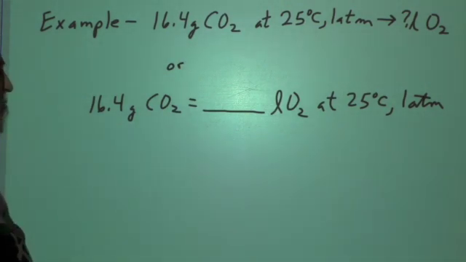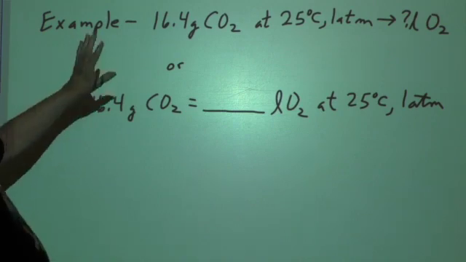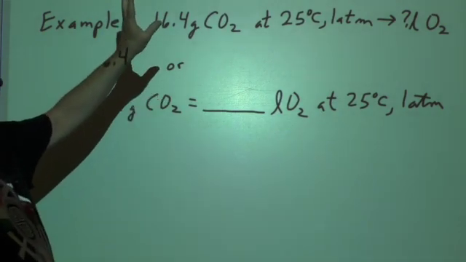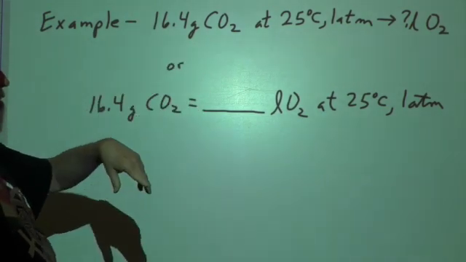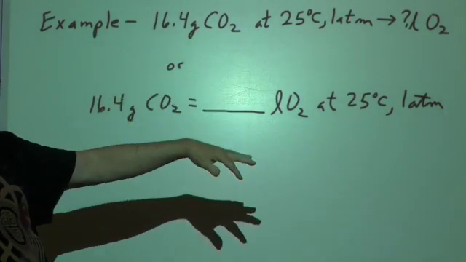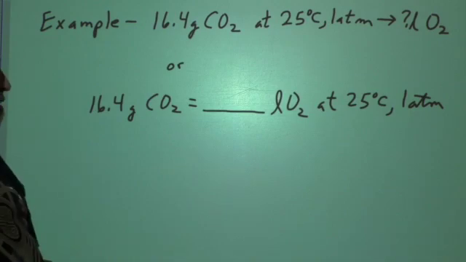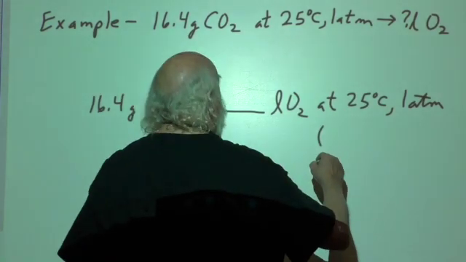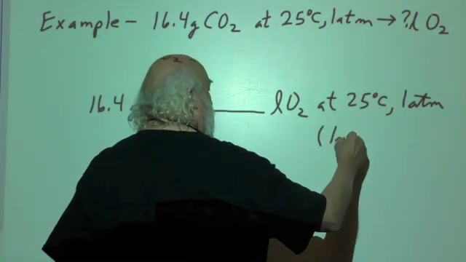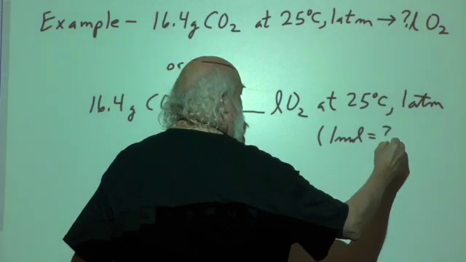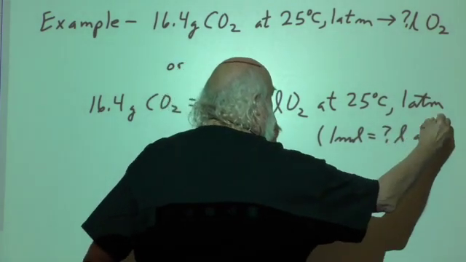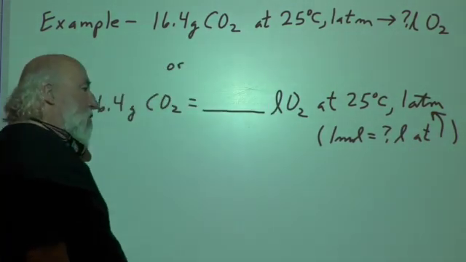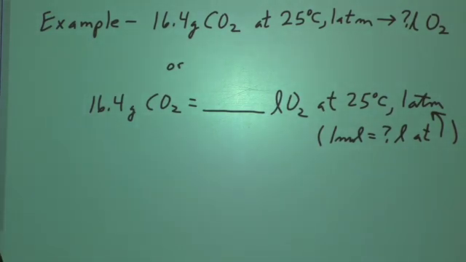Now this gets a tad bit on the ugly side. So we are going to change grams of carbon dioxide over to liters of oxygen at 25 degrees Celsius and 1 atmosphere. So we need to find out what the conversion is. This is asking: 1 mole of gas is equal to how many liters at these conditions, 25 degrees Celsius and 1 atmosphere. So this first becomes a Pufner problem.